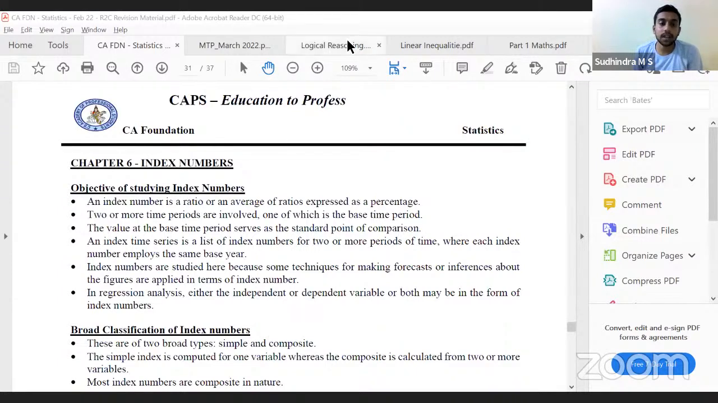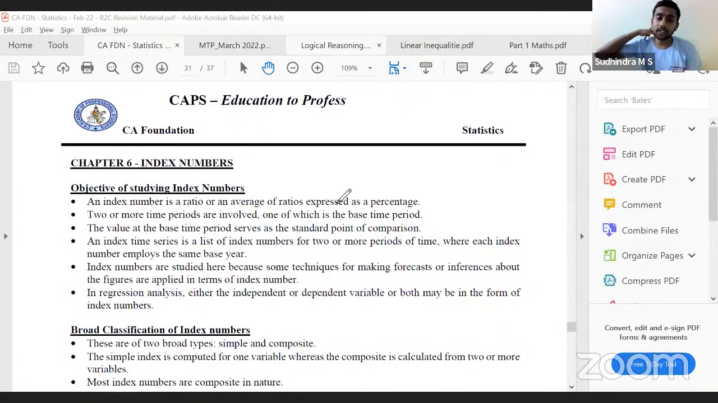Index numbers, objective. What are the objectives of studying index numbers? So first, what is index number? Index number is a ratio or average of ratios expressed in percentage. So it would be in percentage. It will always be into 100. And 2 or more time periods are involved, out of which one will be base period. What is the index number for base period? 100, correct. The value at the base time period serves as the standard point of comparison.